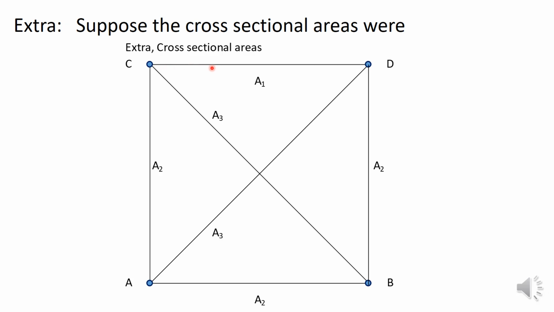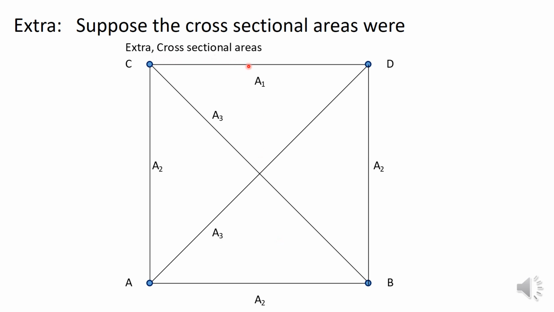In this case, let's consider this changing of cross-sectional areas. Suppose the top member had a cross-sectional area A1, and in these three side members you had cross-sectional area A2, and on the diagonals you had cross-sectional area A3. You might want the top member here to be a different cross-sectional area to the bottom.